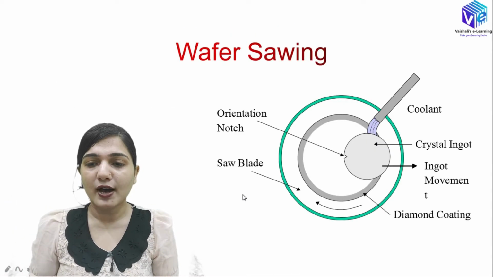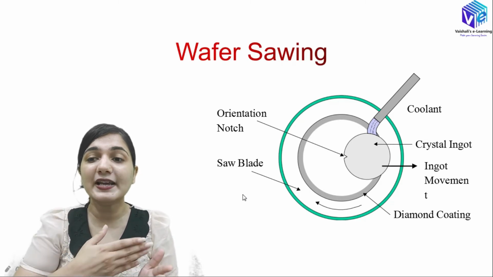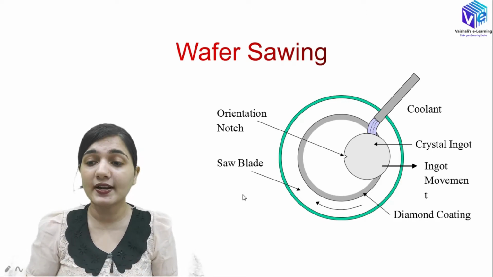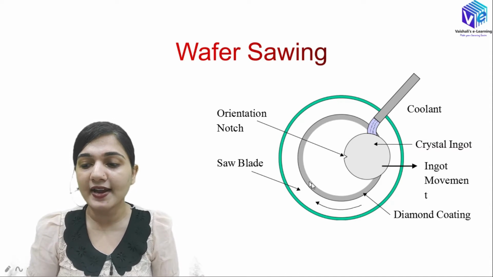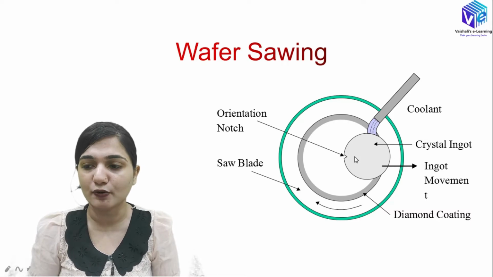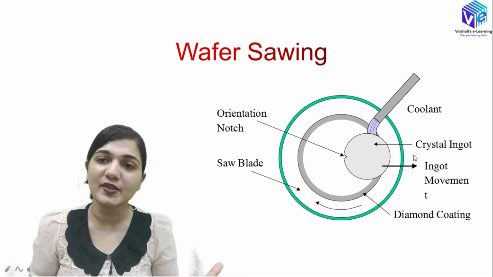Now after that we will have the wafer sawing operation. This is how we will be cutting it. The silicon wafer is very hard and we require diamond to cut it. Here you can see we have the saw blade, and at the end of the saw blade we have the diamond coating. This is how our ingot would be moving, and when it is moving in this direction we will get the cut wafer from this ingot. So this is how we will have our wafers from the silicon ingot.